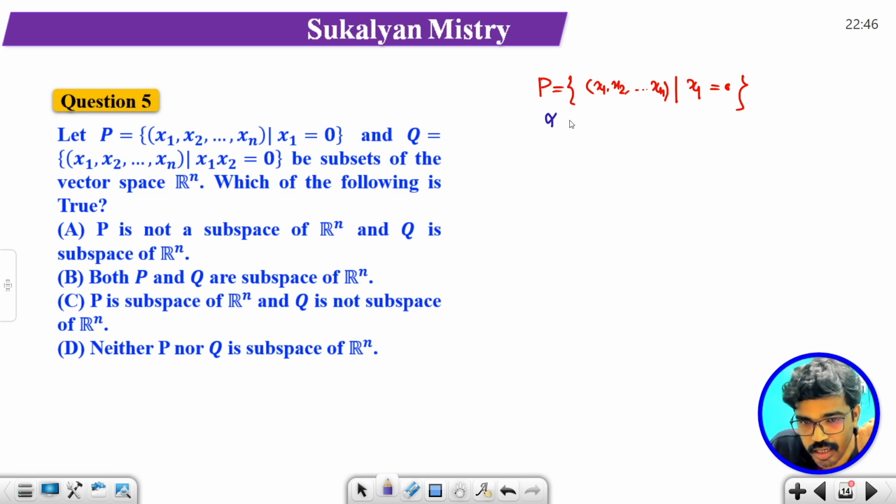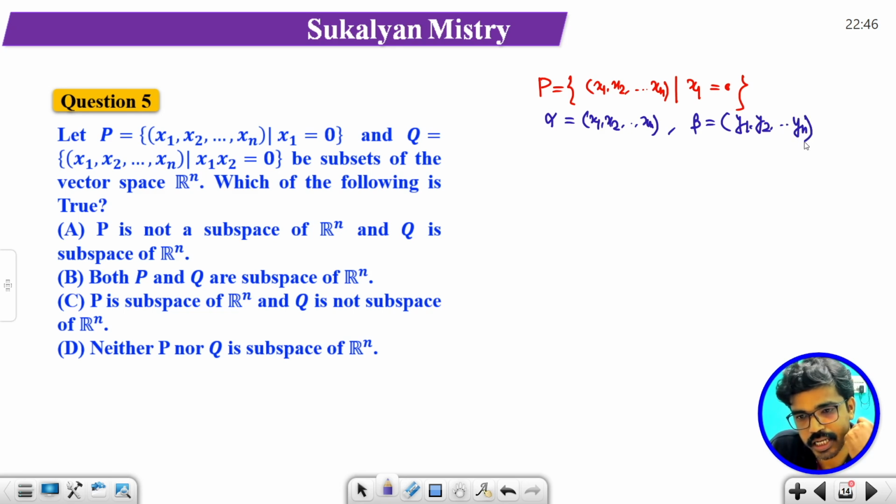x1 y1, সাপোজ আলফা ইজ x1 x2 dot xn. ঠিক, beta is equal to suppose y1 y2 dot yn. So this belongs to P. What does it mean? That means x1 is equal to 0, here y1 is equal to 0. ঠিক, what is our target? We have to prove a alpha plus b beta belongs to P.